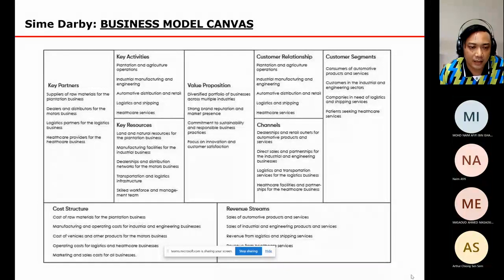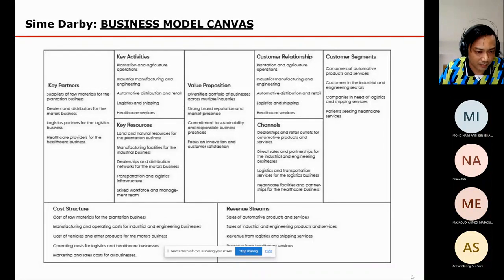We start with the key partners. As you can see, Sime Darby has suppliers of raw materials for the plantation business, dealers and distributors for the motor business, logistic partners for the logistic business, and last, healthcare providers for the healthcare business.